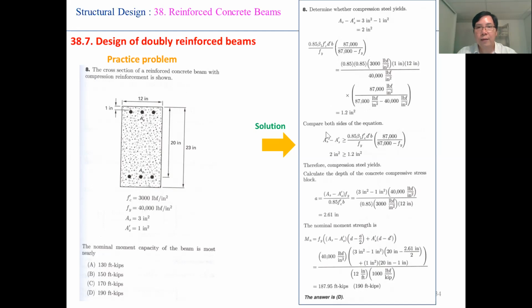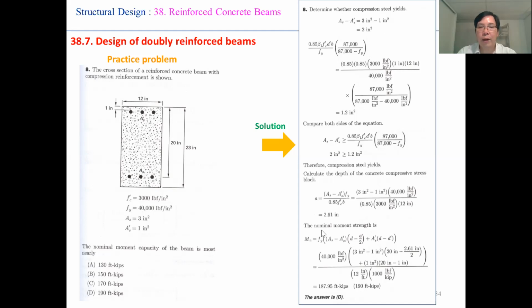You can find here that A_s minus A'_s is superior to the value given by this equation. So from this equation, you can conclude that the compression steel yields. So now you can calculate the depth of the compressive stress block a by this equation, and you can find the final result for a.